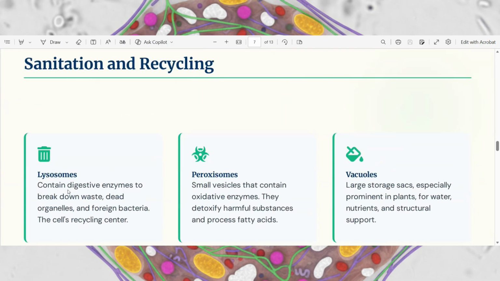Lysosomes contain digestive enzymes to break down waste, dead organelles, and foreign bacteria. The cell's recycling center. Peroxisomes, small vesicles that contain oxidative enzymes. They detoxify harmful substances and process fatty acids. Vacuoles, large storage sacs, especially prominent in plants for water, nutrients, and structural support.